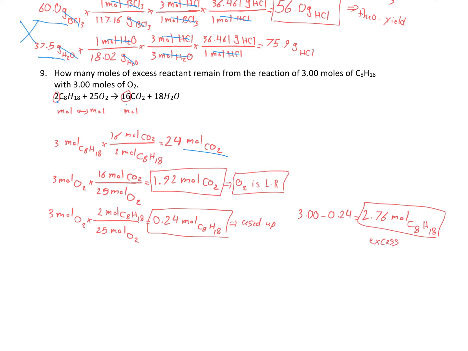The same thing with the oxygen. I have 3 moles of oxygen, and 25 mole of oxygen equals 16 mole of CO2. That gives me 1.92 mole of CO2. So oxygen is giving me less product, so that is the limiting reagent. Now I want to know how much of the excess reagent remains after the reaction is complete.